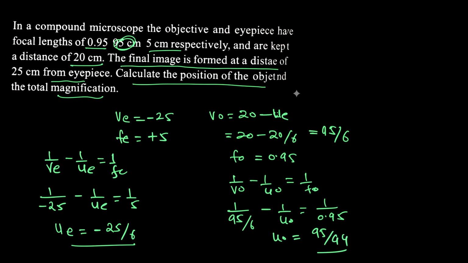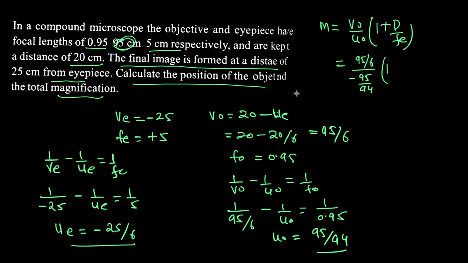And they are asking for magnification as well. So for magnification, I will use the formula VO divided by UO into 1 plus V divided by FE, and VO value is known. We calculated, that was 95 divided by 6. UO value, that will be 95 divided by 94. Using this calculation, 1 plus this is 25, and FE is already given, that is 5, and if I calculate this whole thing, that will become minus 94. So this will be the magnification.